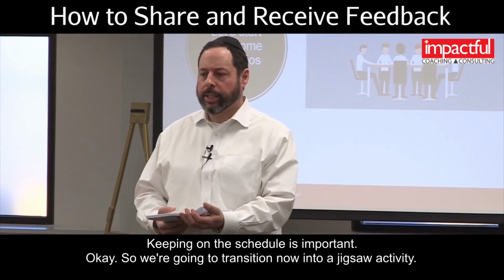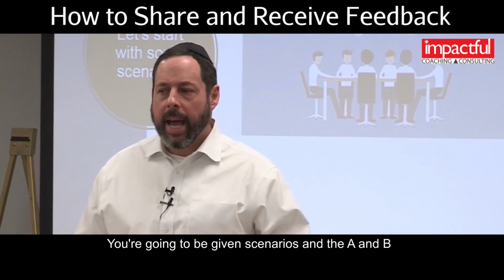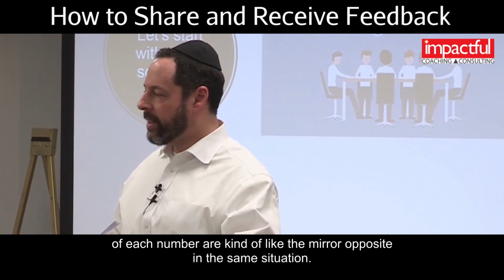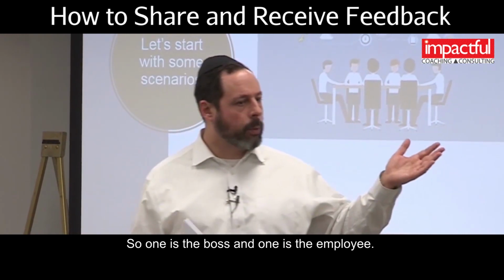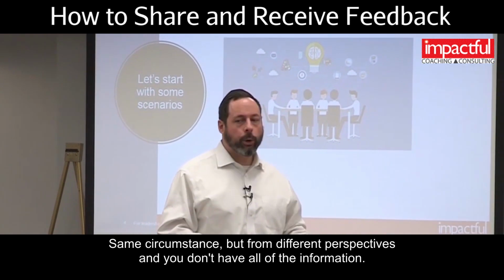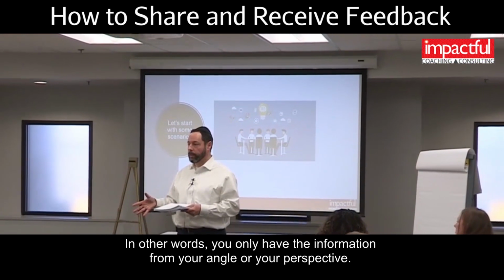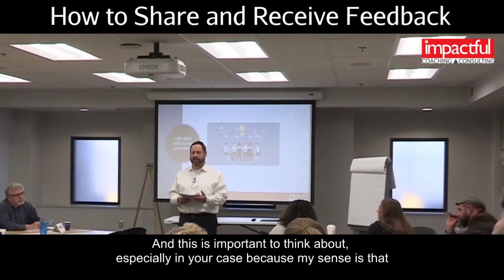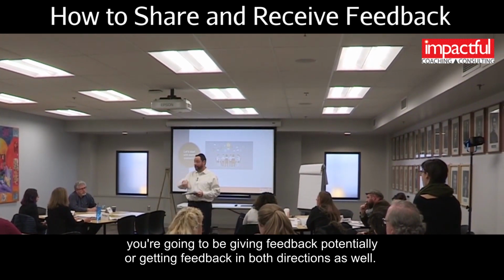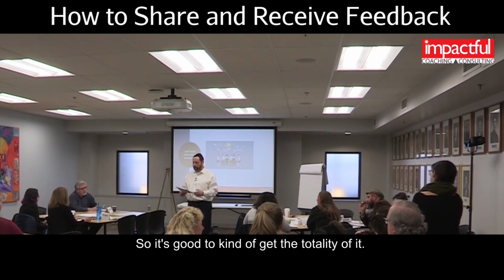Okay, so we're going to transition now into a jigsaw activity. You're going to be given scenarios, and the A and B of each number are kind of like the mirror opposite in the same situation. So one is the boss and one is the employee. Same circumstance, but from different perspectives. And you don't have all of the information. In other words, you only have the information from your angle or your perspective. And this is important to think about, especially in your case, because my sense is that you're going to be giving feedback potentially or getting feedback in both directions as well. So it's good to kind of get the totality of it.